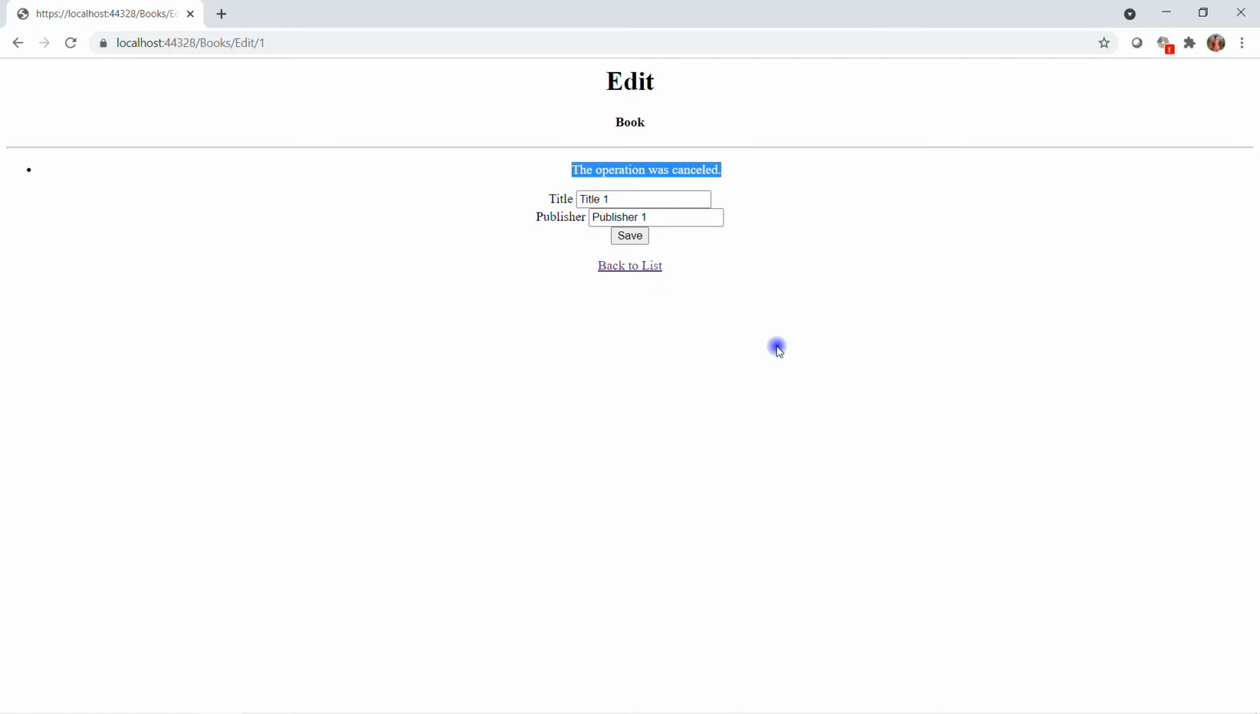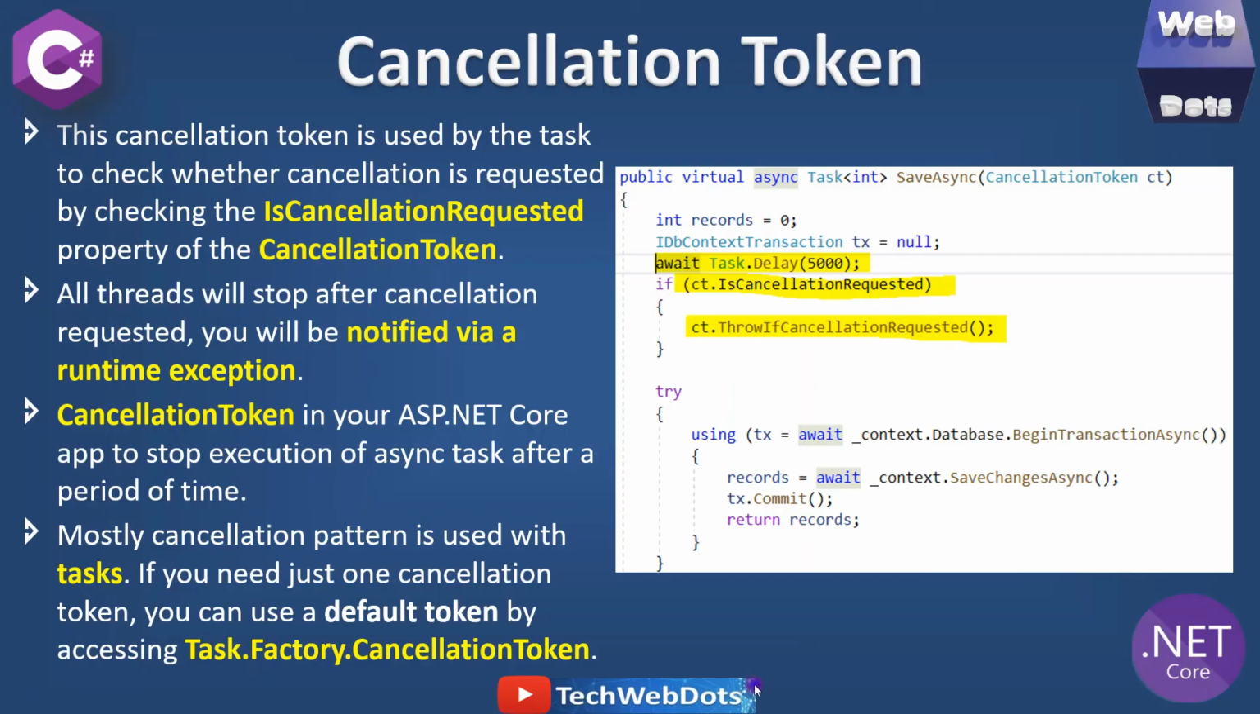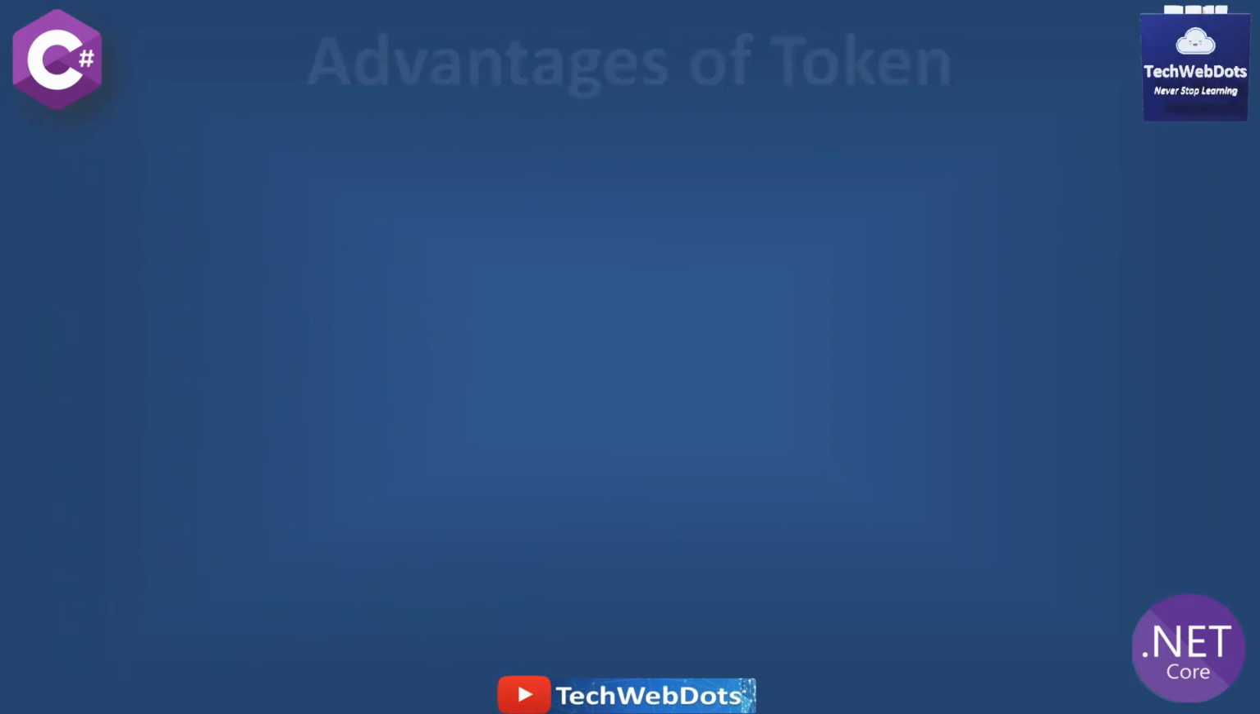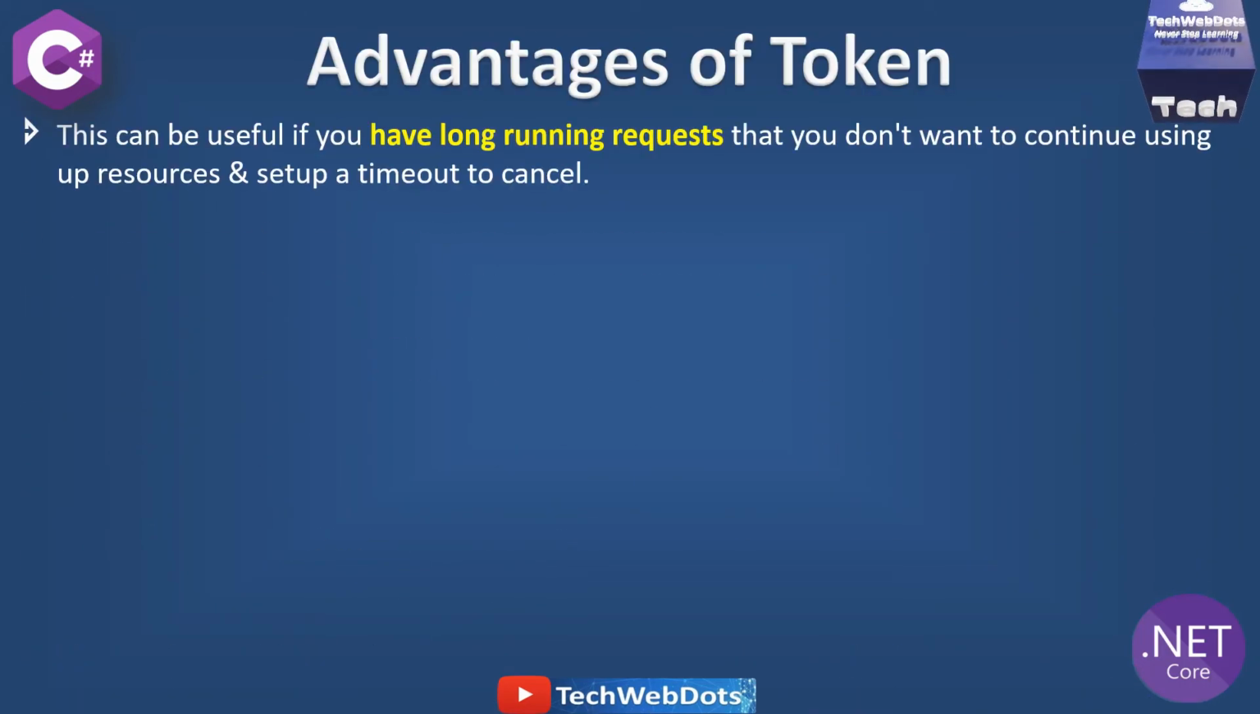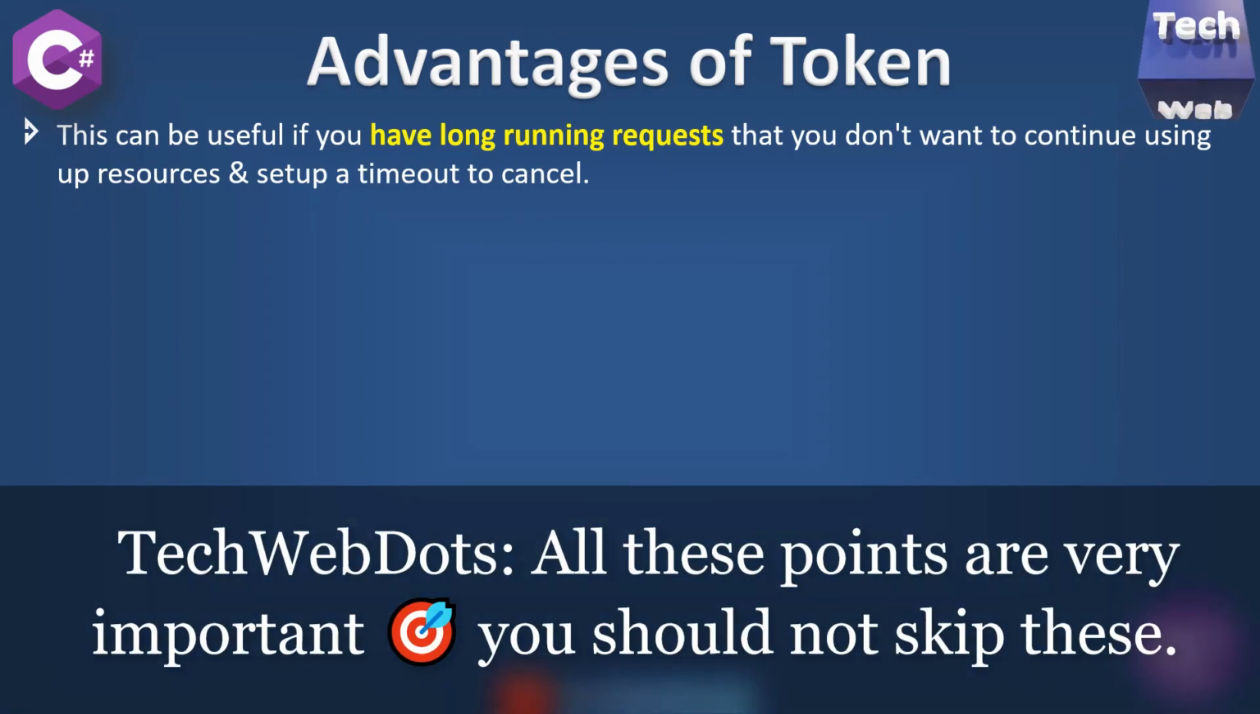I would like to discuss a few more advantages with you. With the recent practical implementation, now you are able to understand how important the cancellation token is and how we can inject a cancellation token in an MVC application with Entity Framework Core. Let's discuss a few more important advantages. This cancellation token can be very helpful when you are working with a long running request that you don't want to continue using up resources, and to set up a timeout to cancel all those long running requests.